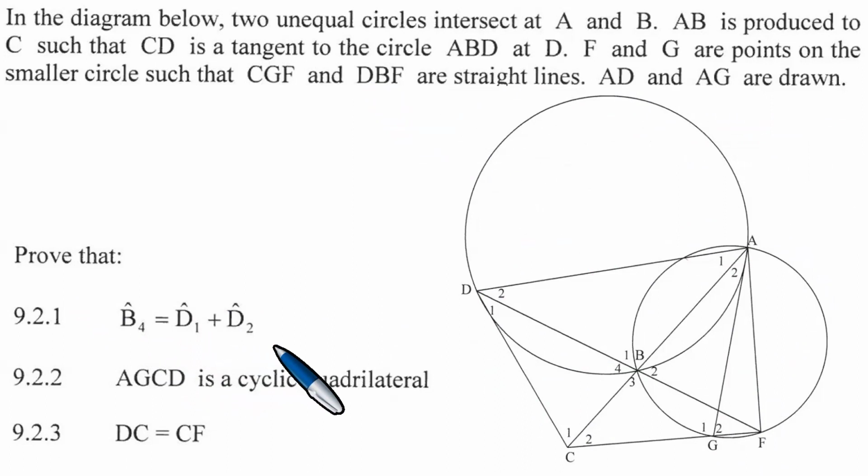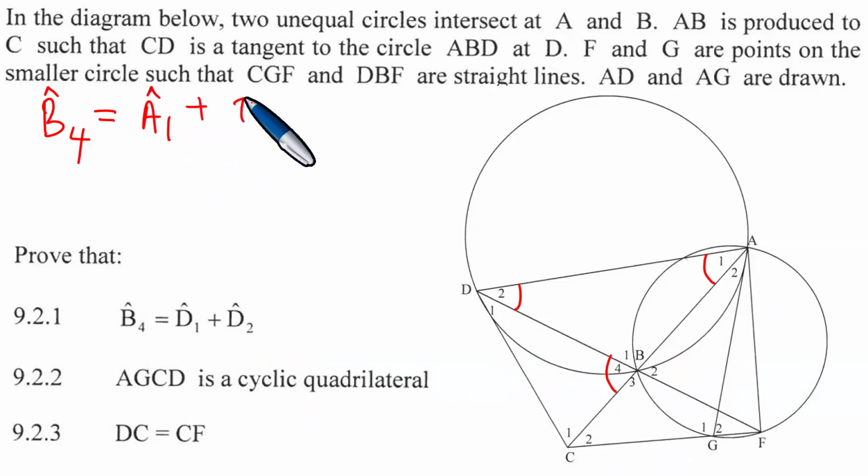Let's take a look at these and see what we can do here to solve this problem. To actually answer this question, we note a couple of things that remain extremely important. First things first, we're able to see that angle B4, as it sits here, is equal to angle A1 plus angle D2.